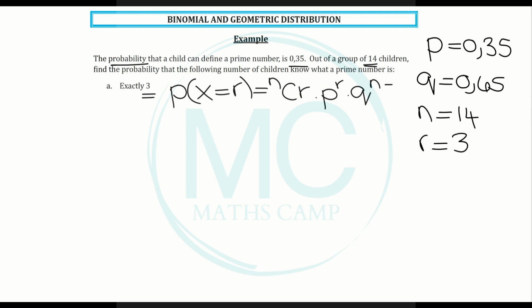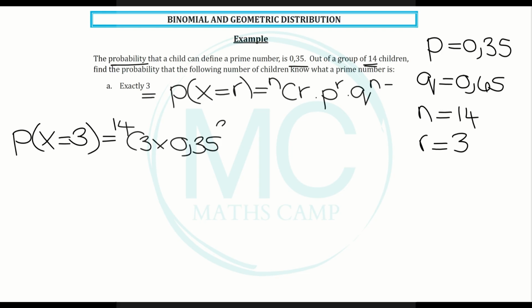So r is 3. Now, to find the probability, all I need to do is substitute these values into the formula. So I can say the probability that x is equal to 3 is equal to 14C3 multiplied by p, 0.35, with an exponent of 3, multiplied by 0.65, with an exponent of 14 minus 3, which gives me an exponent of 11. Now I can take my calculator.